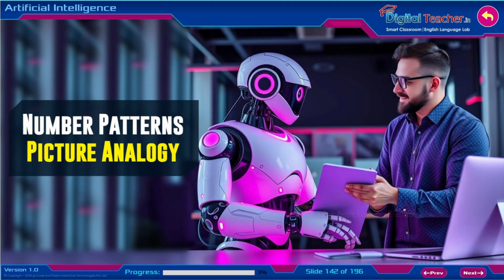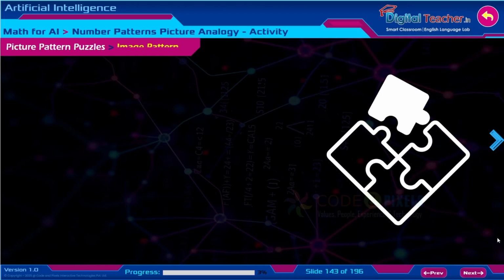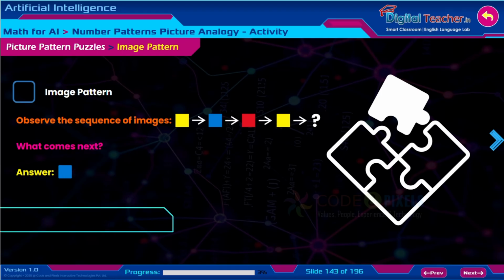Number patterns picture analogy. Picture pattern puzzles. Image pattern. Observe the sequence of images. What comes next? Answer will be. Hint: it's repeating every 3 shapes.